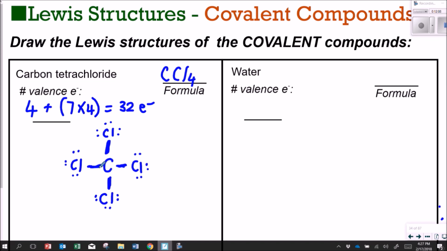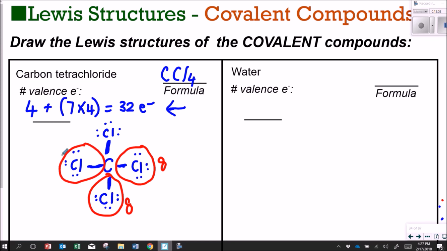Now I have to check that I have used exactly 32 electrons in this structure. If I count the electrons around this chlorine and carbon here, I have 8. Over here, I also have 8. Over here, I also have 8. Remember that a dash is 2 electrons. And over here, I have 8. So I have used up exactly 32 electrons. So this is the correct structure for carbon tetrachloride.